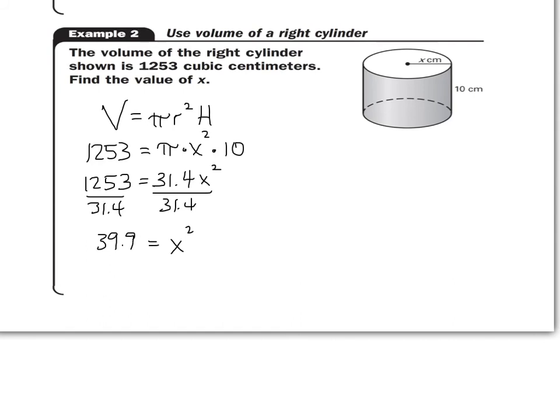Now, how do I solve for x? I'm going to take the square root of each side. So now x is going to equal 6.3. And in this case, the unit is centimeters. So they'll give you some problems where they give you the volume and you have to find a part. It might be the height, it might be a radius, it might be a side, a base or a height of a shape.